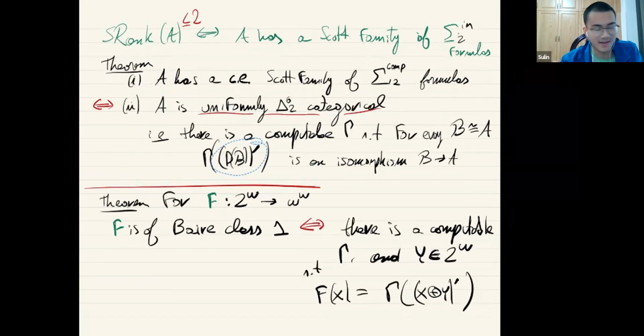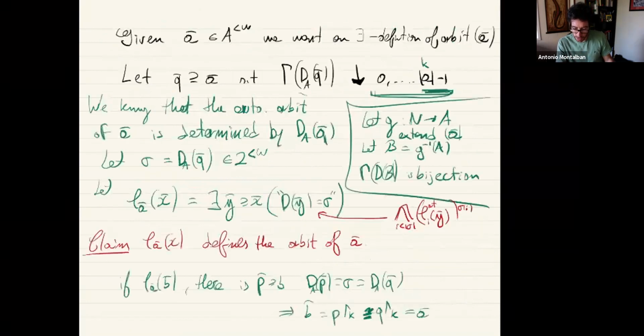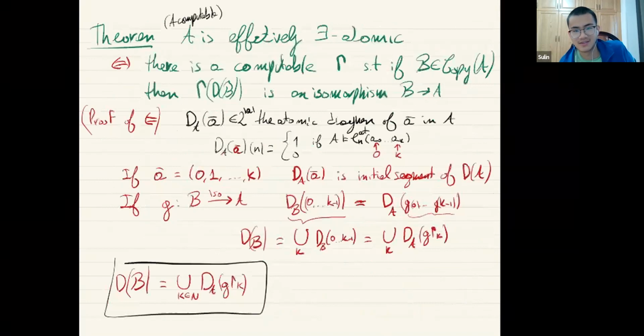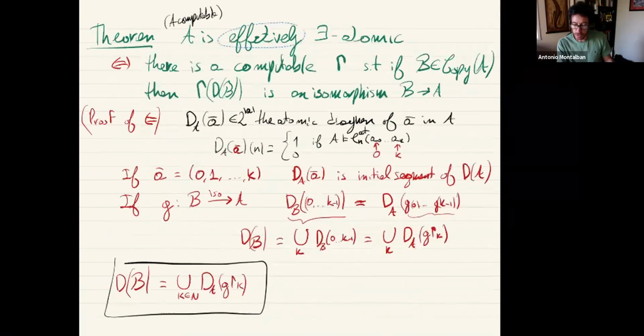But for Baire class 0, essentially similar, yes. If here you remove the effective, and here instead of computable you put continuous, then you get the same theorem. Essentially the same proof will work. So this theorem will prove the case when you forget about the effective here, and put continuous instead. So yes, that follows from this case.